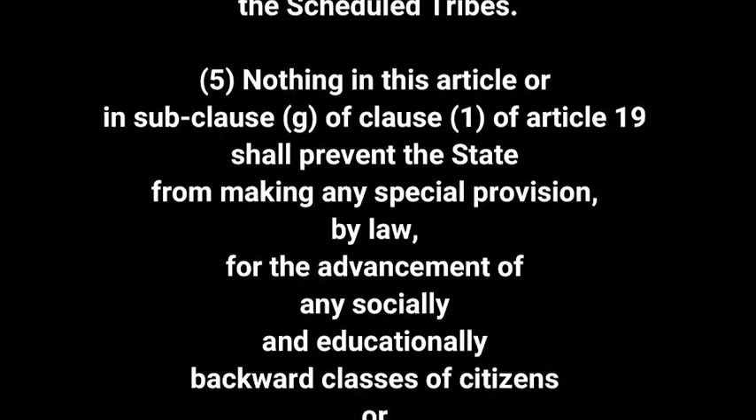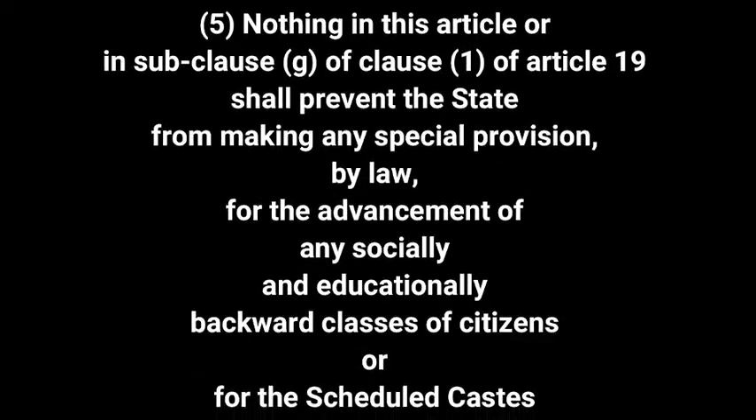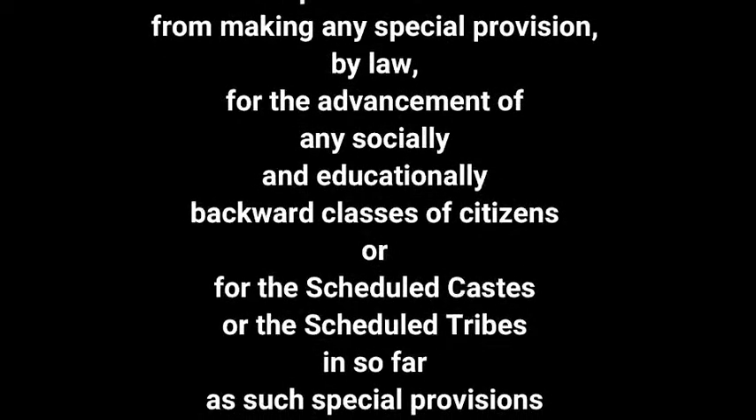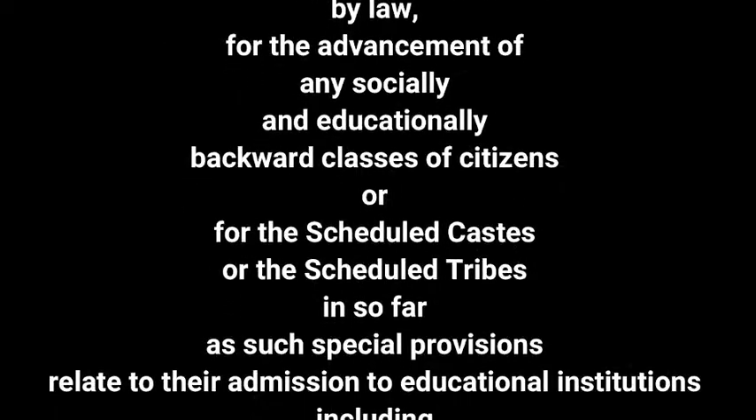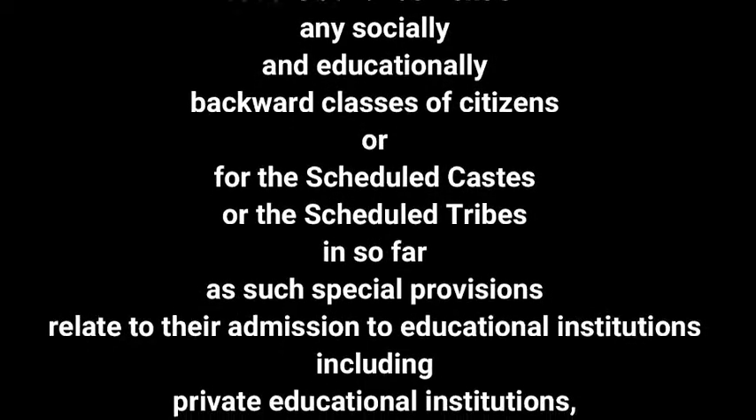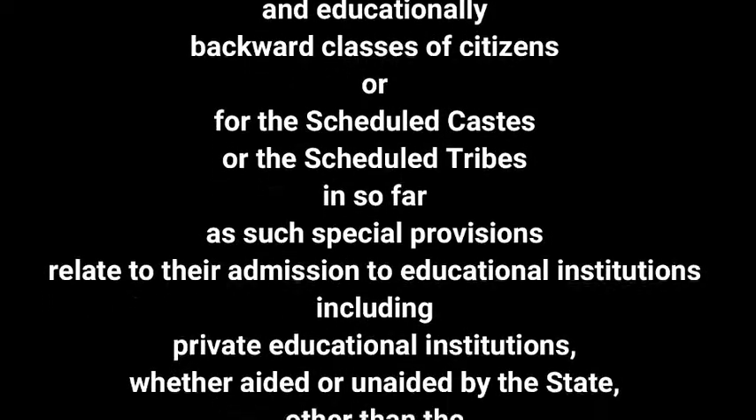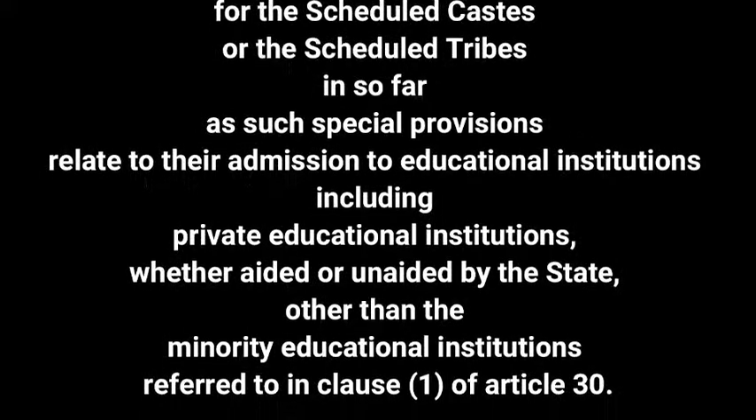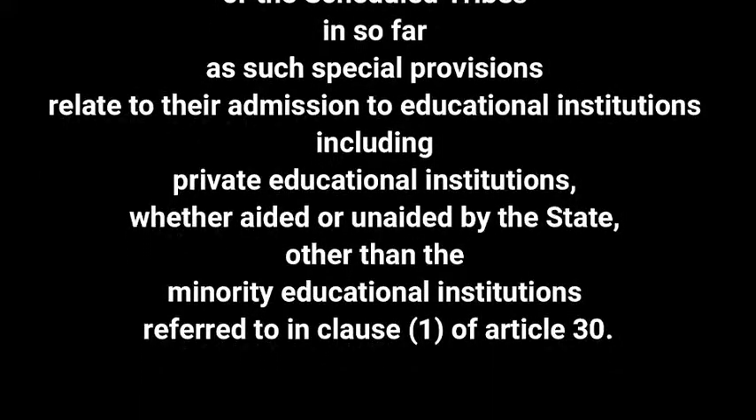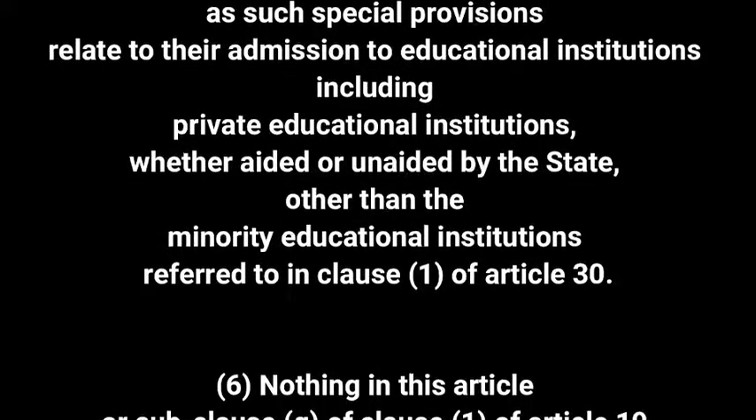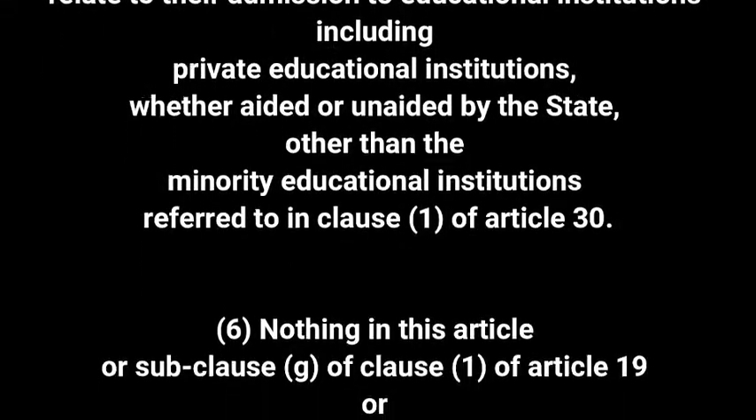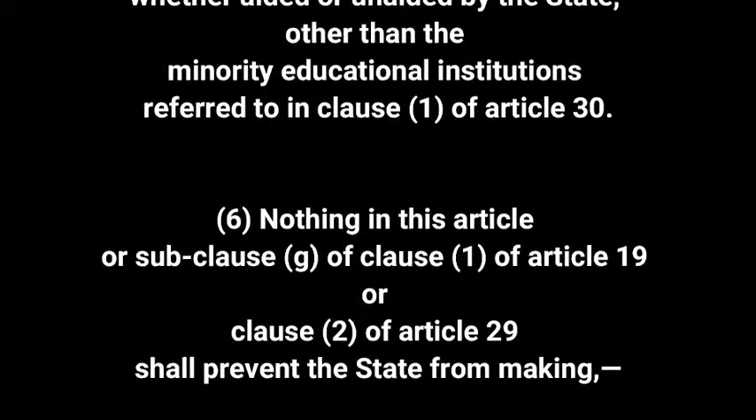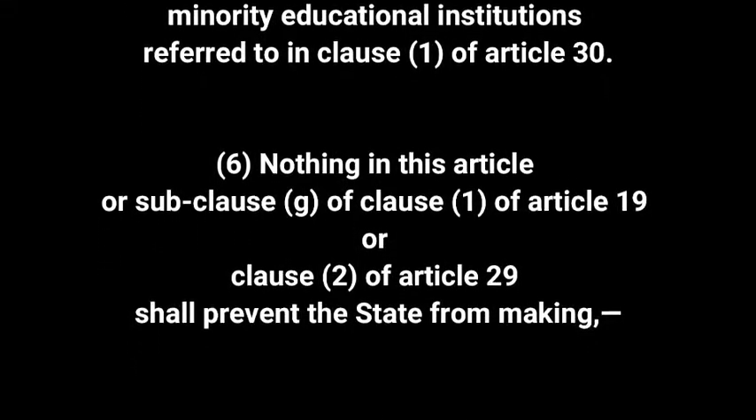Nothing in this article or in subclause G of Clause 1 of Article 19 shall prevent the state from making any special provision, by law, for the advancement of any socially and educationally backward classes of citizens, or for the scheduled castes or the scheduled tribes, insofar as such special provisions relate to their admission to educational institutions, including private educational institutions, whether aided or unaided by the state, other than the minority educational institutions referred to in Clause 1 of Article 30.